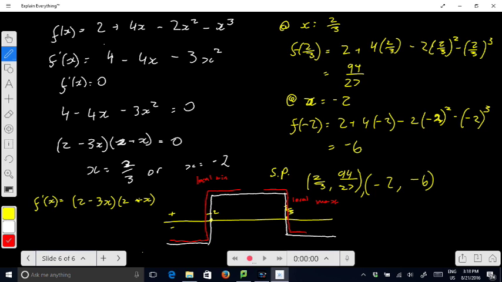So at x equals -2, the gradient changes from negative to positive. So it changes from negative to positive. So (-2, -6) is going to be a minimum turning point. The other one we start from positive and we go to negative, meaning that it's a maximum.